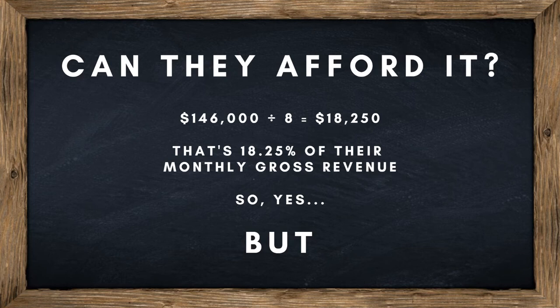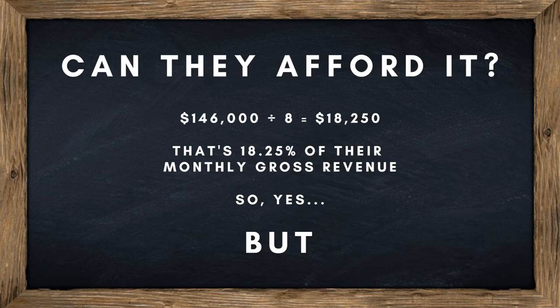And you're going to get $18,250 a month. Okay. So that's 18.25% of their monthly gross revenue. Okay, so can they afford it? Yes, they can afford it. At an absolute maximum, if they're grossing $100,000 a month, they can afford to borrow $100,000, paying back $146,000. At an absolute maximum, they could afford that payment schedule.